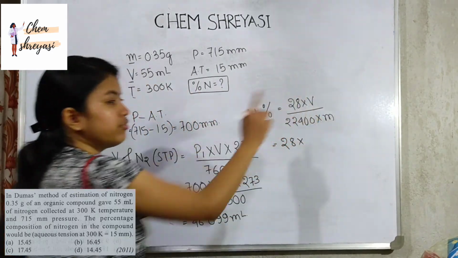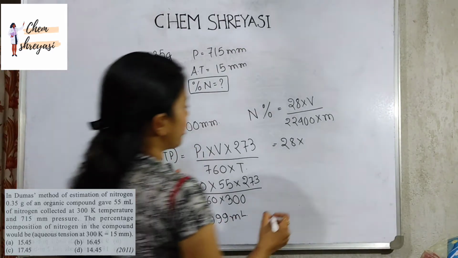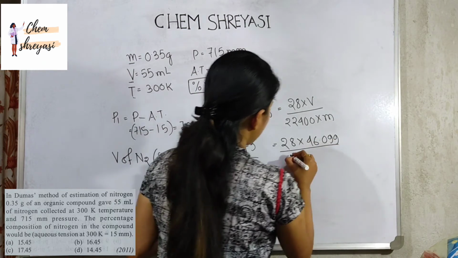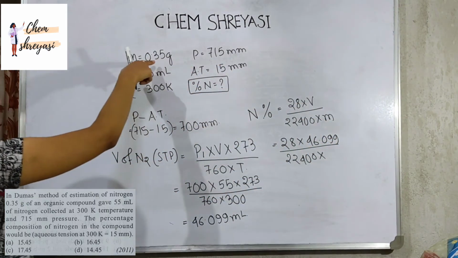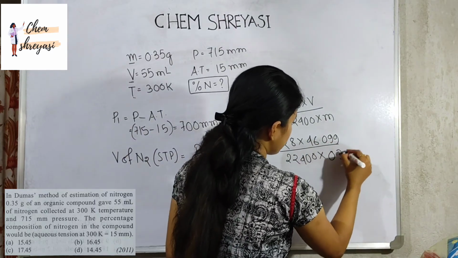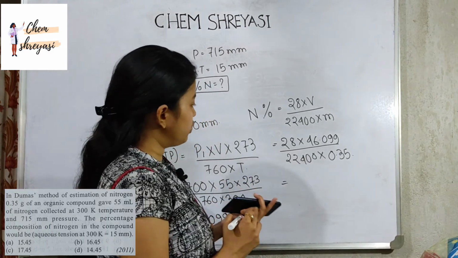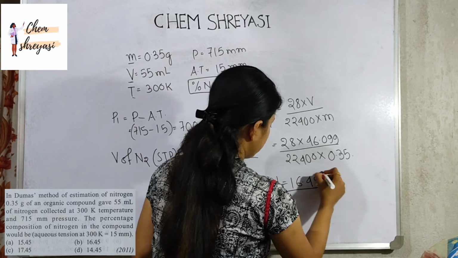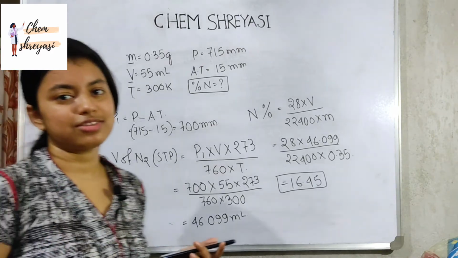So 28. Now we got the volume of the nitrogen, that is 46.099 ml. So this is 46.099 divided by 22400 into M. Now M is the mass of the organic compound that we have taken at first. So this is 0.35. Now by calculating this we get the value 16.45. This is the answer of this question, and option B is the right answer.